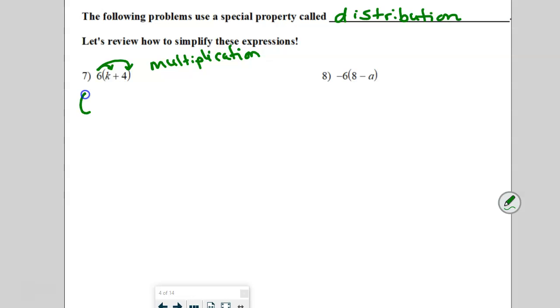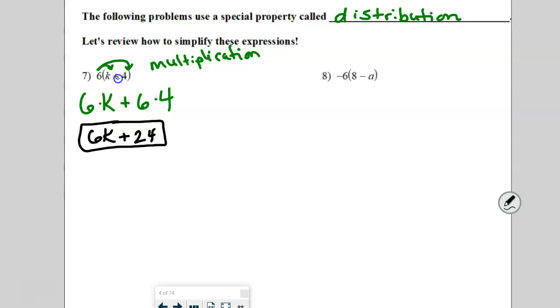So I'm going to write it out the really long way right now. And I'm only doing this very, very slowly for us right now because this is where a lot of conceptual mistakes exist in kids' brains, and this is the time to fix them. So 6 times k, better known as 6k. And then 6 times 4, better known as 24. Now, ideally in Algebra 2, you'll go from here to here. You don't have to write this middle step, but there is no shame in writing that middle step. You are more than welcome to.